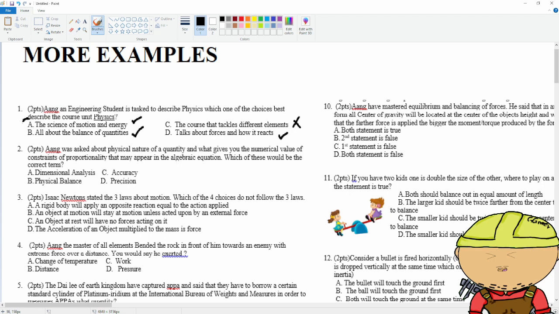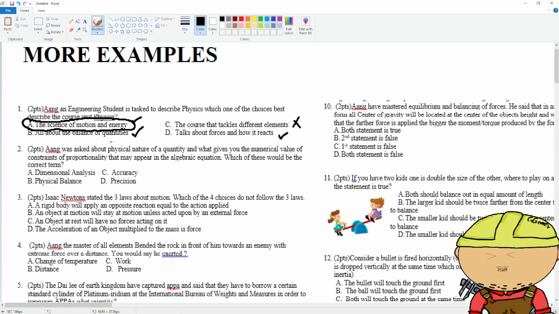In statics, we tackle forces, and statics is also under physics. But in physics we also tackle temperature and other stuff. So, A is the answer. I'm going to write A. Okay?